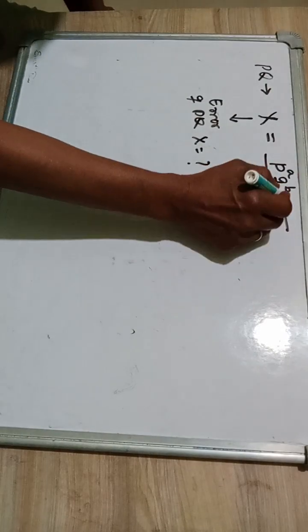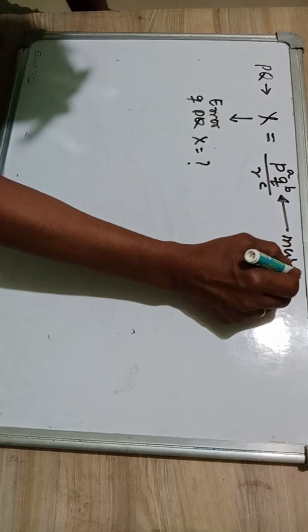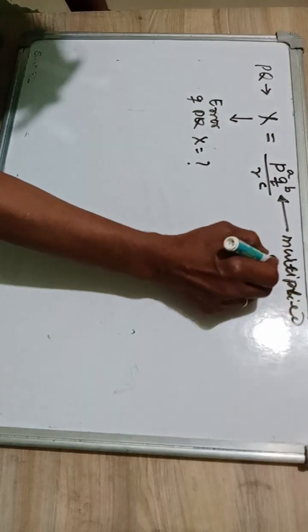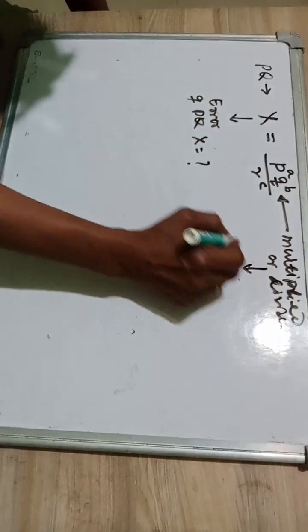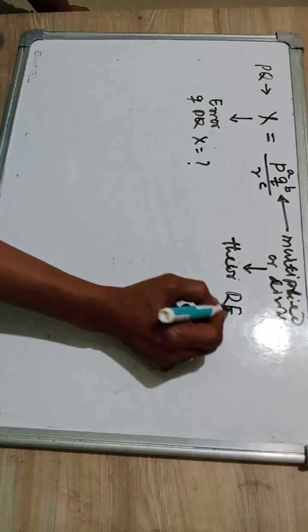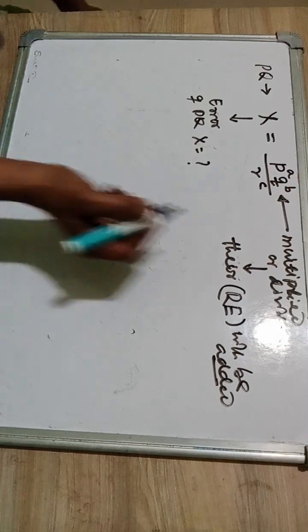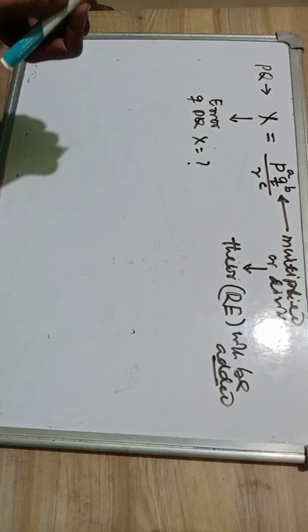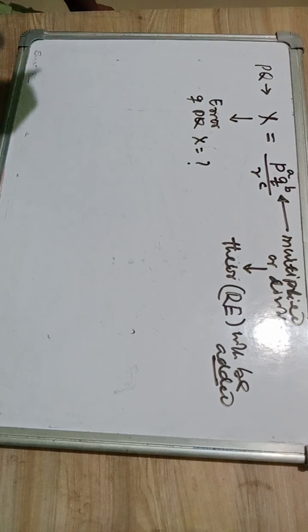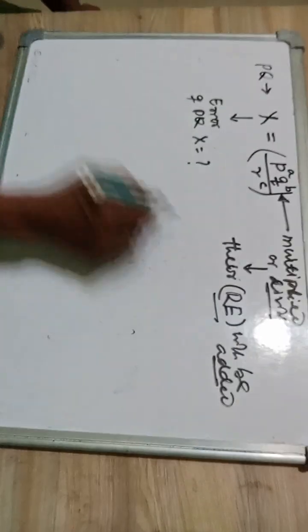Here, if quantities are multiplied or divided, their individual relative errors will be added. In previous case, when quantities were added or subtracted, their mean absolute errors were added. But here, if quantities are multiplied or divided, then their relative errors will be added.